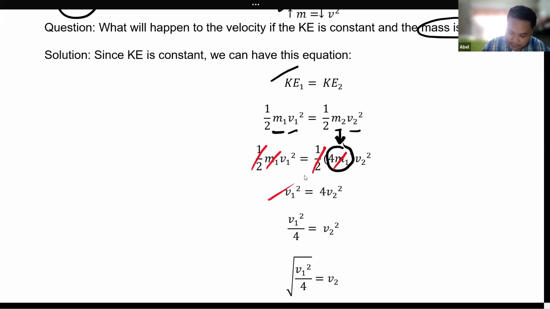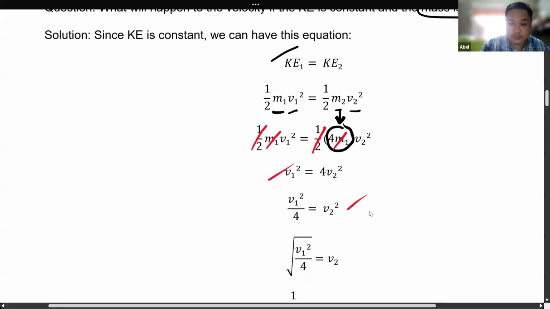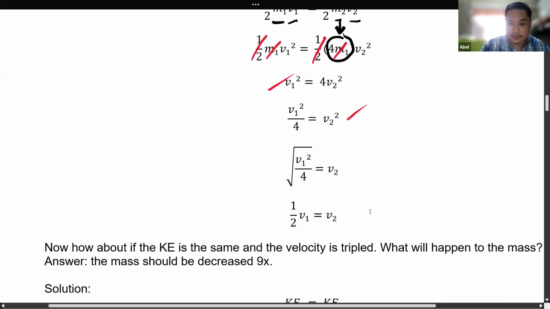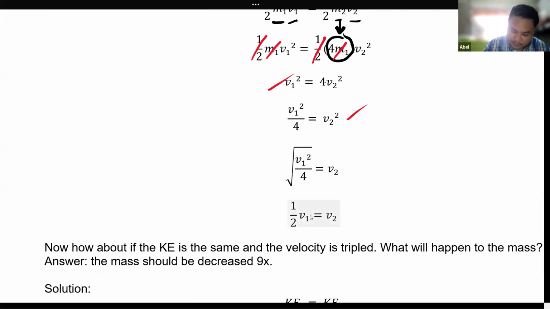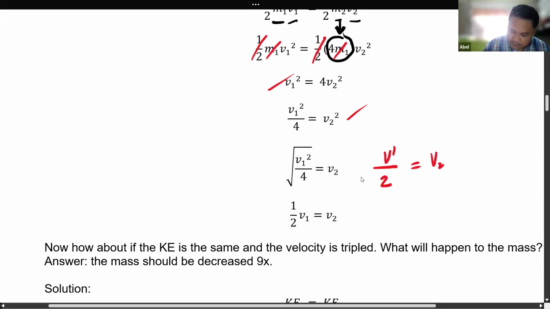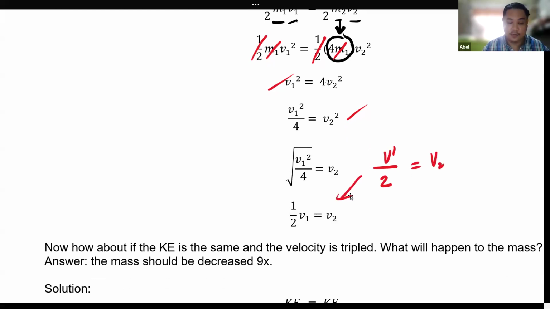And then we're going to solve for the v2. So that would be v1 squared over 4. And then therefore v2 is now equal to the square root of v1 squared over 4. And the square root of v1 squared would be v1, over 2. And so this is the same as 1/2 of the v1.